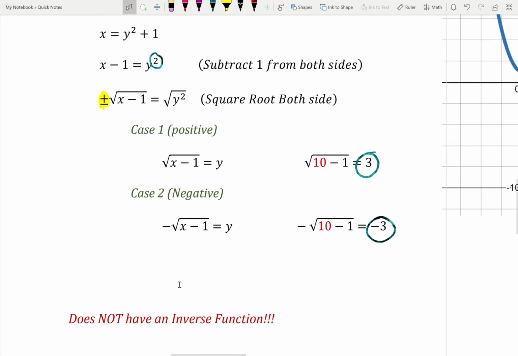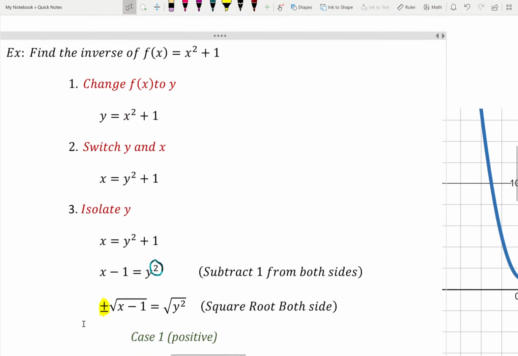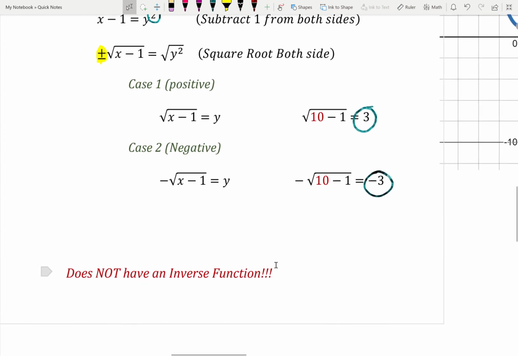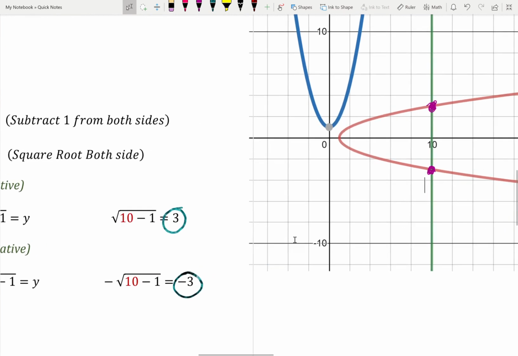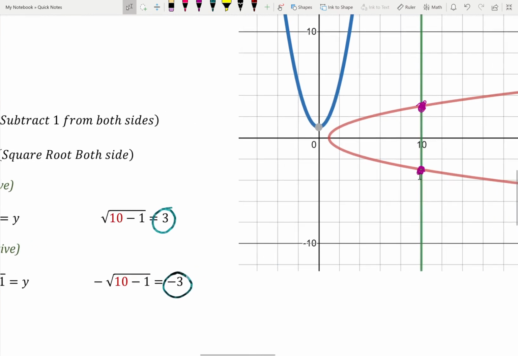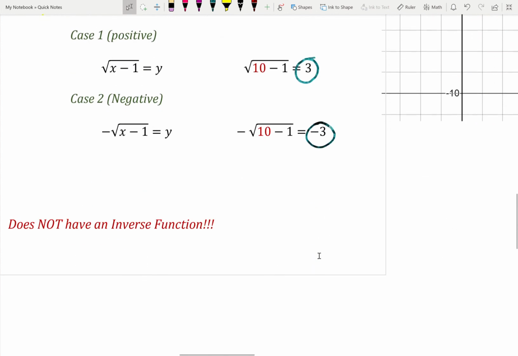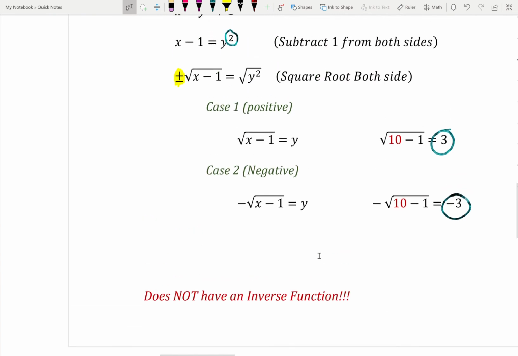So what we say here is that this function, x squared plus 1, does not have an inverse function. Why does it not have an inverse function? Because it fails the vertical line test. Because if you plug in one x value, it produces 2 different y values. So therefore, this function does not have an inverse.